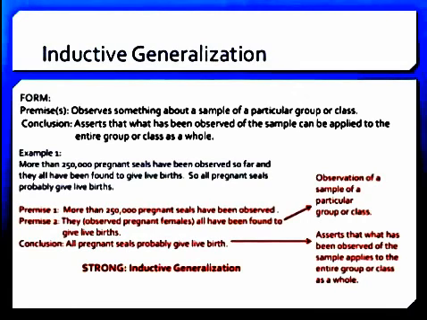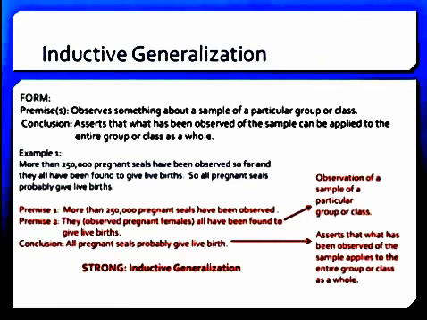The reason for that is because seeing more than 250,000 pregnant seals giving live birth actually gives us pretty good evidence to think that the conclusion is probably true, that all pregnant seals probably give live births. As a strong argument of this kind, we simply refer to it as an inductive generalization.